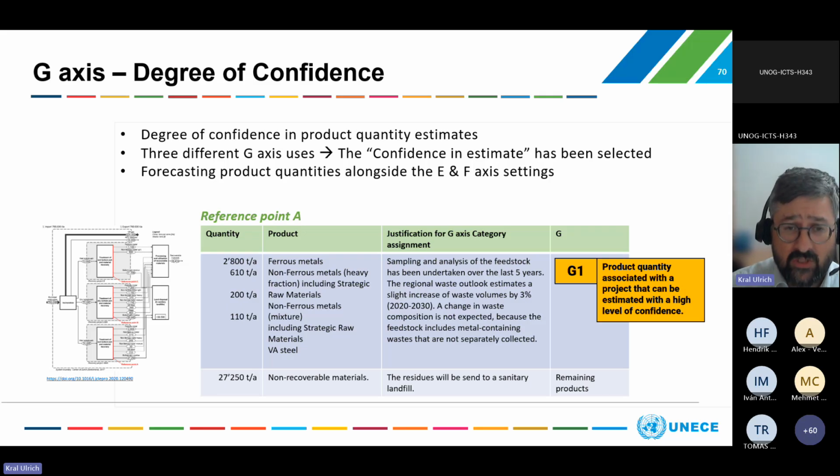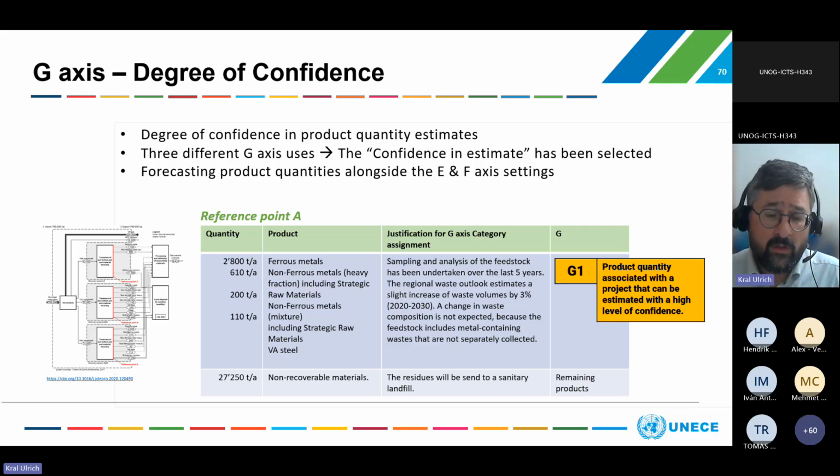And it needs to be mentioned that before you start assessing the degree of confidence, the contingencies and the parameters on the E and the F axis need to be fixed. For instance, you have to fix the technology on the F-axis before estimating the recoverable quantities. I mean, this is logical because the technology has an effect on the recycling efficiency, for instance. But let's move on.